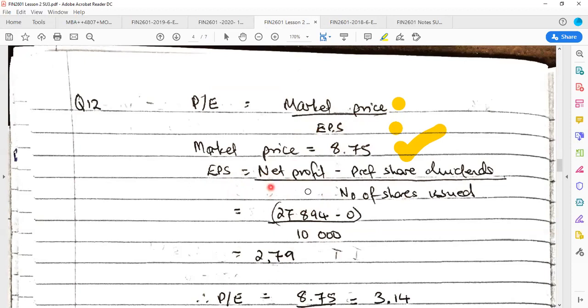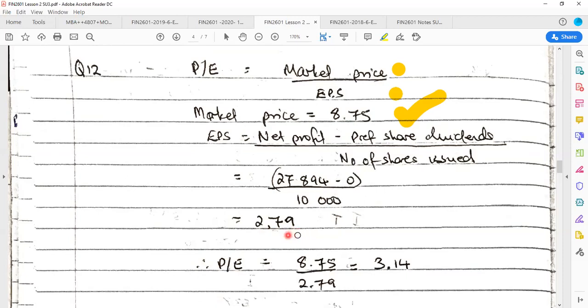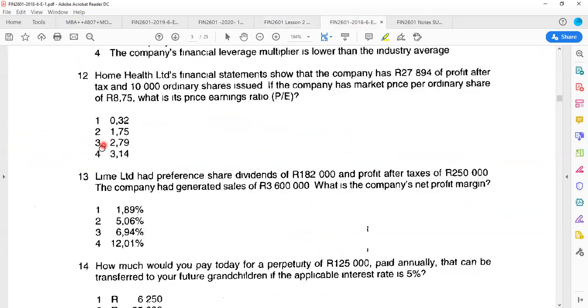And we know that the earnings per share is given by the net profit minus the preference share dividends over the number of shares issued. So we get our earnings per share is 2.79. Then we say 8.75 divided by 2.79, giving us 3.14 as the price to earnings ratio. And that is option four.